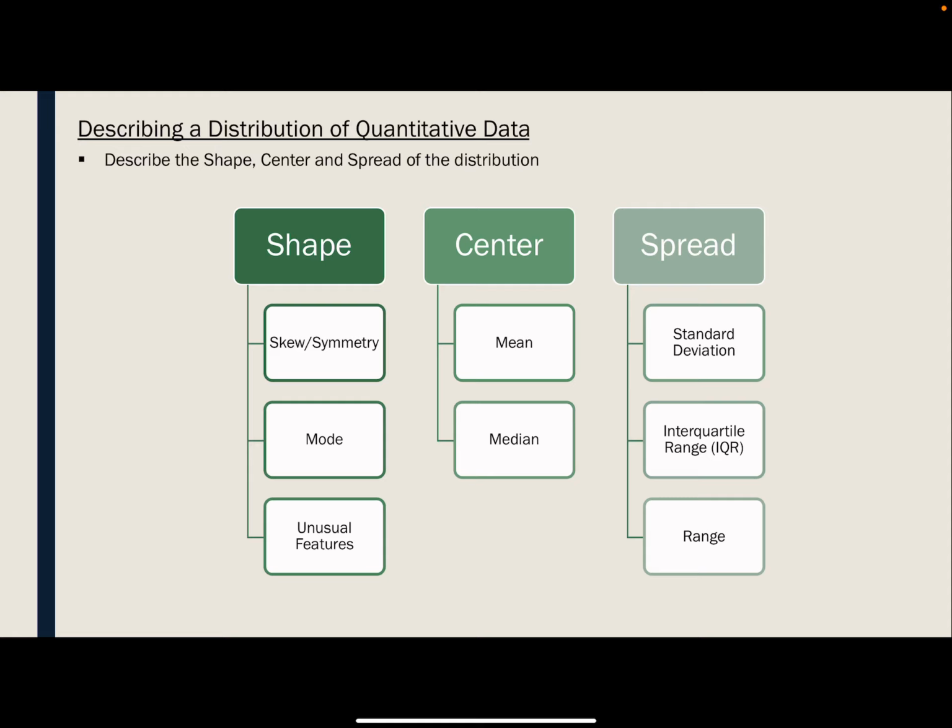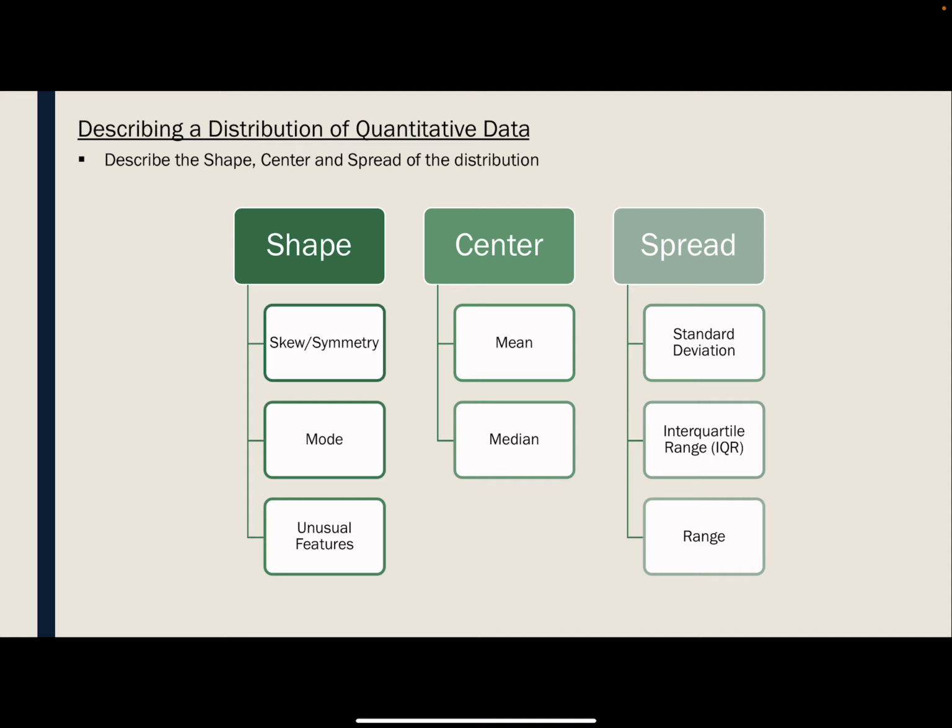In this video, we're going to talk about describing a distribution, and specifically a distribution of quantitative data. When we're asked to describe a distribution, we want to talk about the shape of the distribution, the best measure for the center of that distribution, and the best measure for the spread of the distribution. This is a big conversation, so I'm going to split this into two different videos. On this first one, I'm just going to talk about the shape.